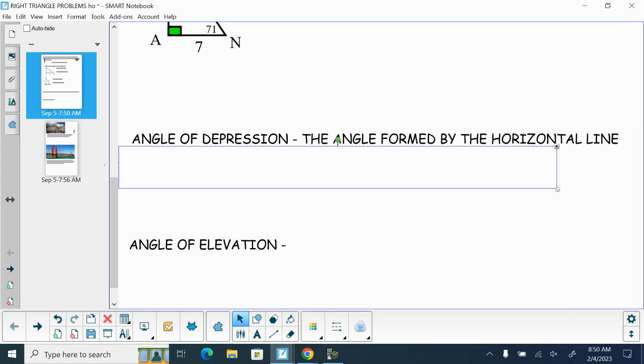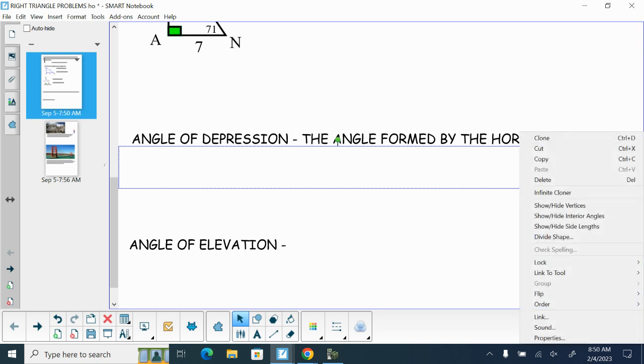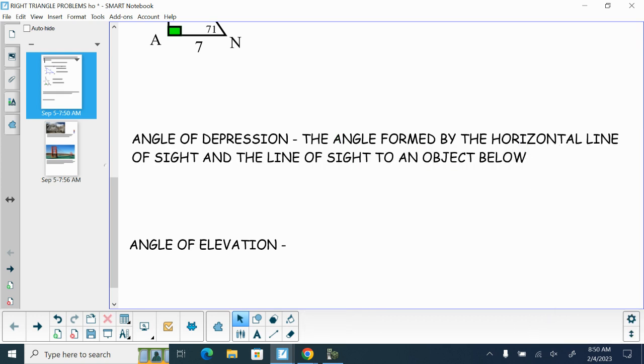When we talk about the angle of depression, it's an angle formed by a horizontal line of sight and a line of sight to an object that is below.